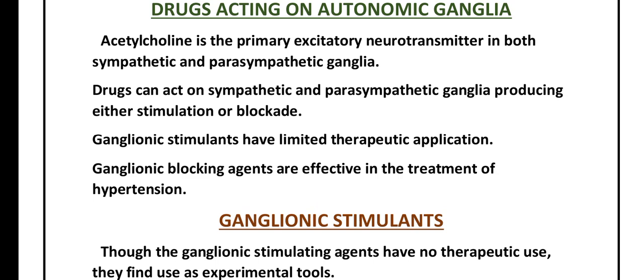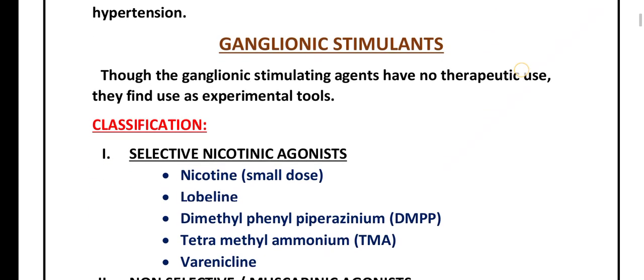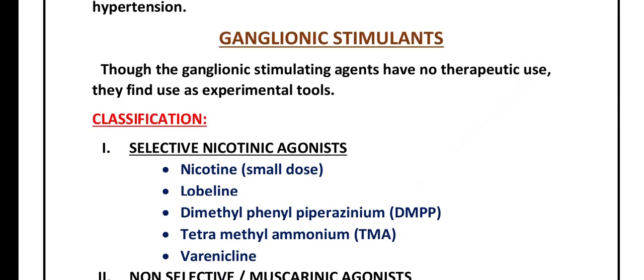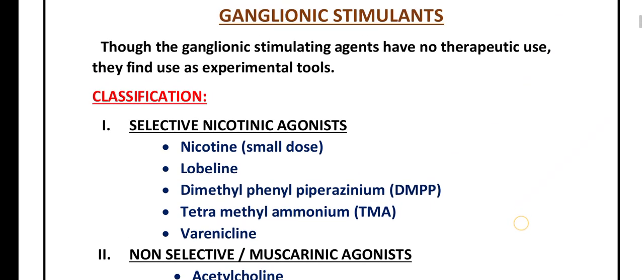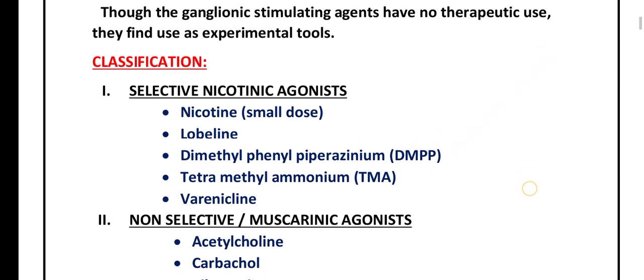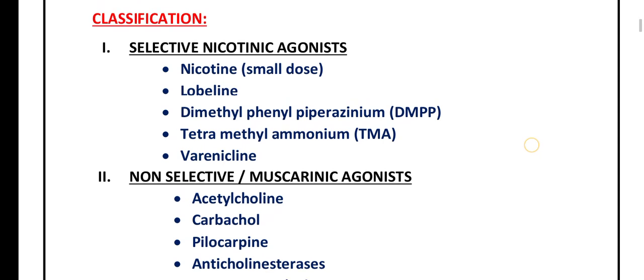Now coming to ganglionic stimulants. Though the ganglionic stimulating agents have no therapeutic use, they find use as experimental tools. So these are the drugs which are used as ganglionic stimulants. We can see it one by one.